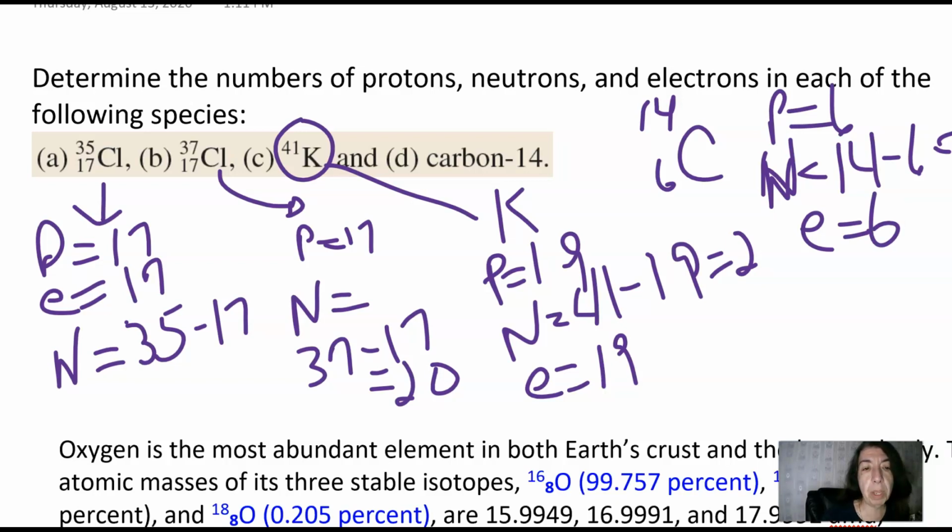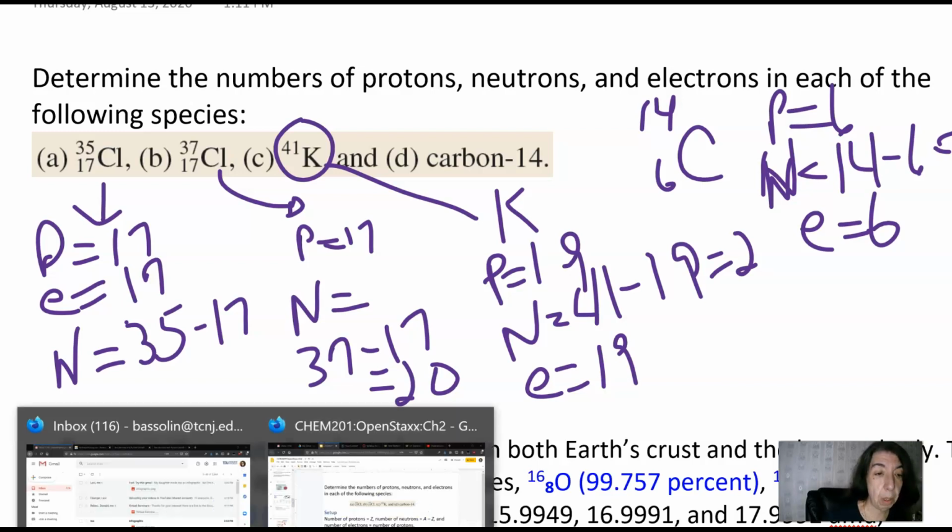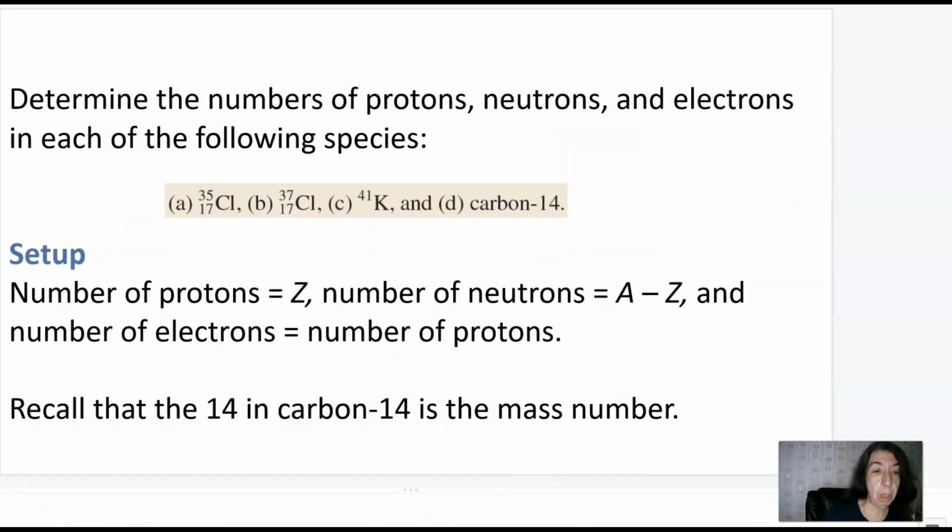You could be given, like here, only the atomic mass, or I could give you just the number of electrons, and you can work back and figure out the number of protons and the number of neutrons. So any combination of working through the three of these, you should be able to do. Okay, so let's go back to this.